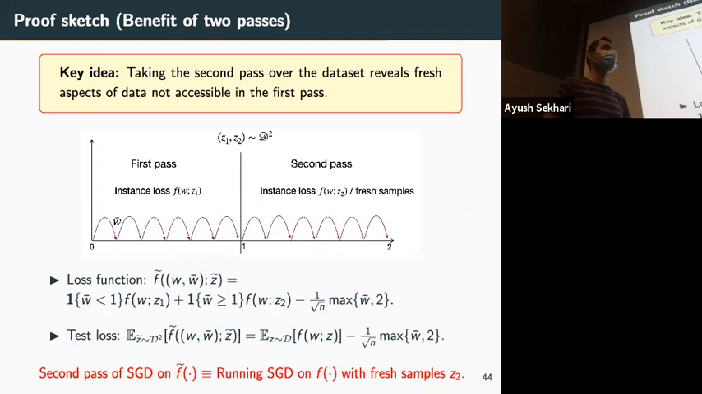That's why there's no way if you take larger steps in the first pass. One pass SGD has a lower bound of 1 by root n for this problem. But again, this is a very contrived example. This is just an example to show a problem where multi-pass SGD is provably better than a single pass SGD.